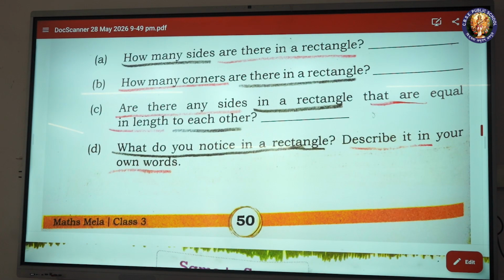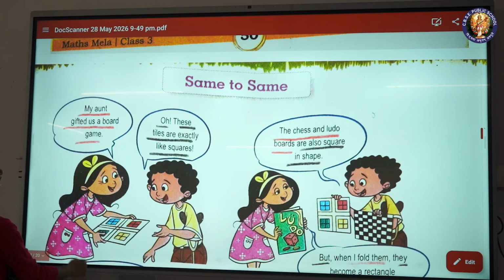A. How many sides are there in a rectangle? B. How many corners are there in a rectangle? C. Are there any sides in a rectangle that are equal in length to each other? D. What do you notice in a rectangle? Describe it in your own words.